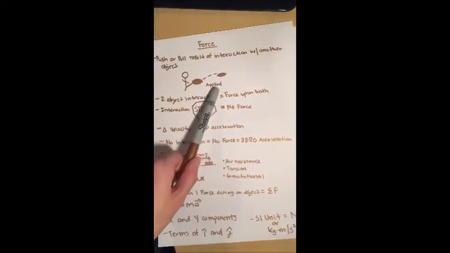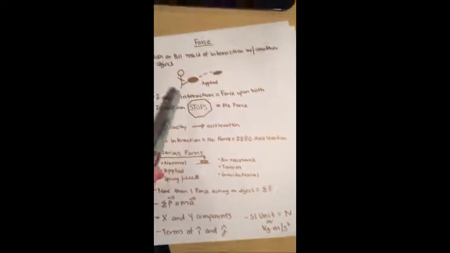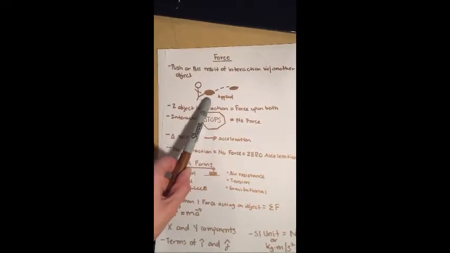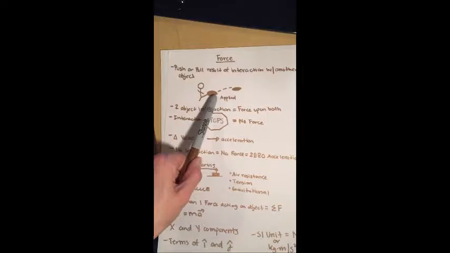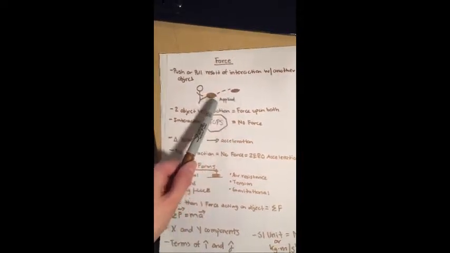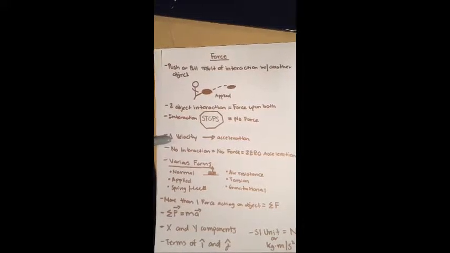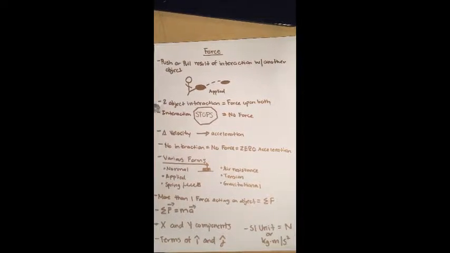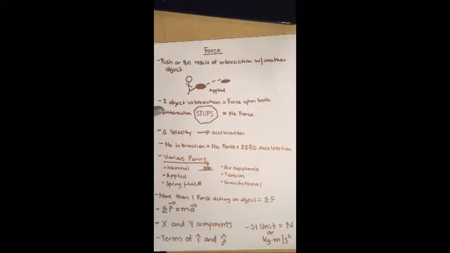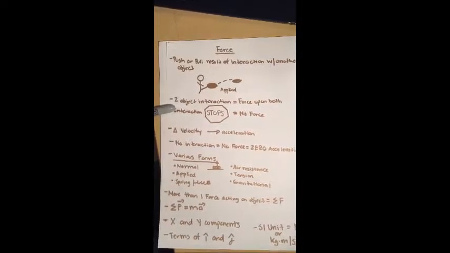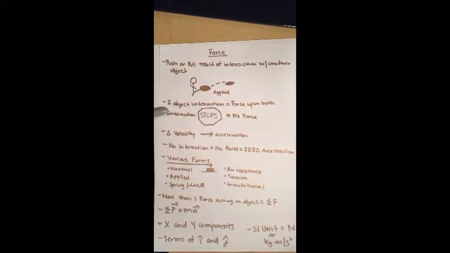And this particular force is called applied because, as I said, the foot is applying force on the ball, causing it to move forward. So each time there is an interaction between two objects, a force acts upon both of them. So when this interaction stops existing, they no longer experience force.